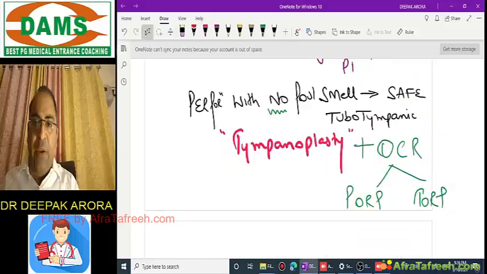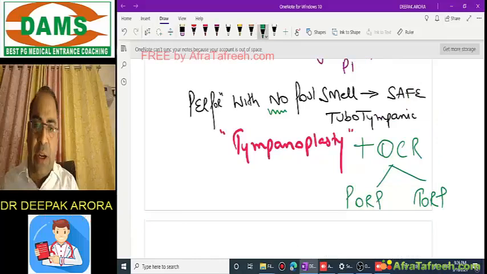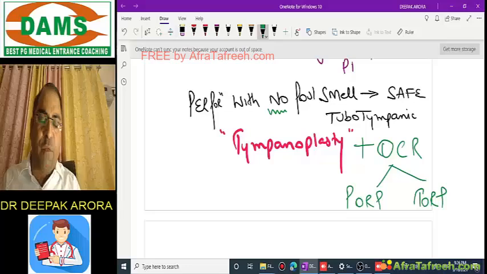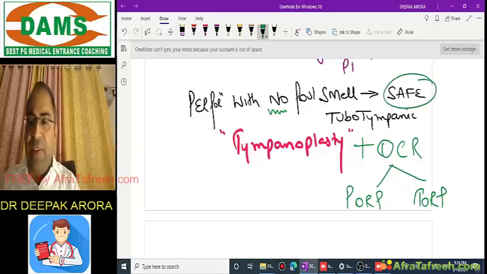Now, what is the other keyword? The next keyword after ASOM, acute suppurative otitis media. Just remember, if there is a perforation with no foul smelling. What is the keyword? Beta, listen carefully. No foul smelling, no blood stained discharge. I label the patient as safe ear.